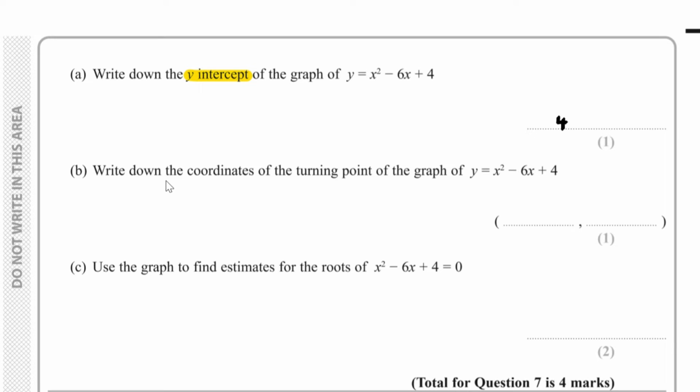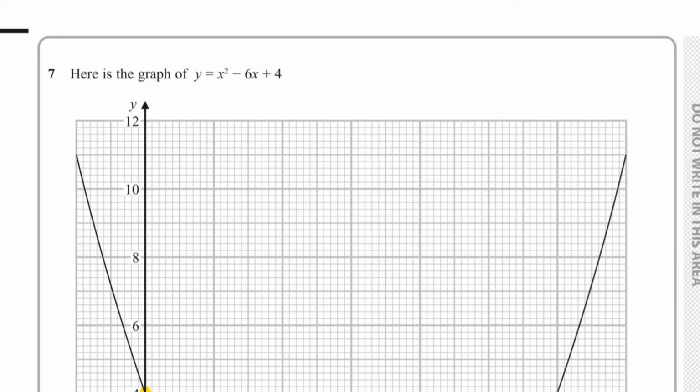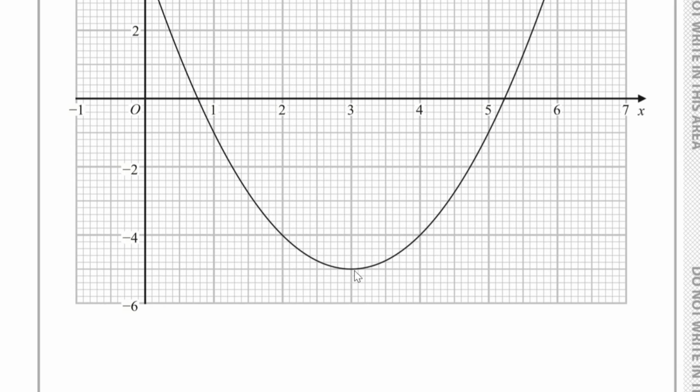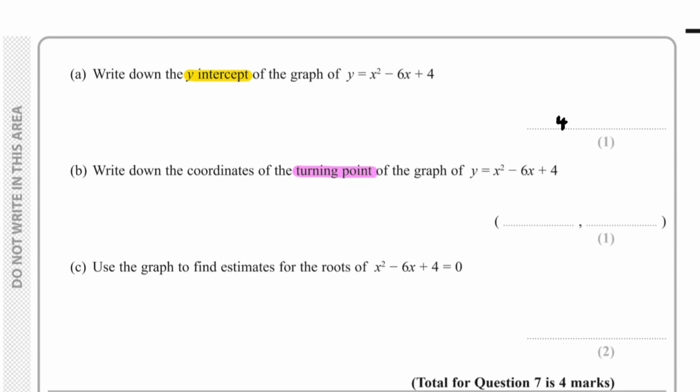For part B, we have to write down the coordinates of the turning point of the graph of y equals x squared subtract 6x plus 4. Well, going back to our graph, you can see the turning point is here, and the coordinates we've got are 3, negative 5. So the coordinates of the turning point are 3 and negative 5.